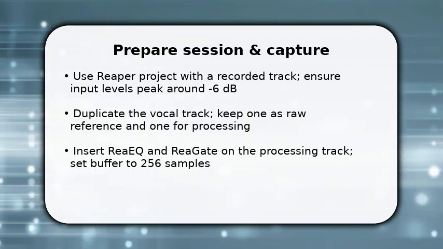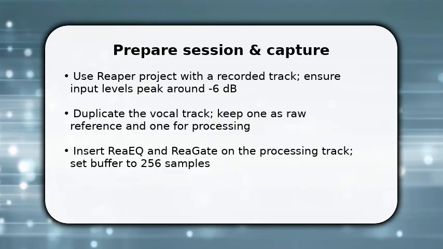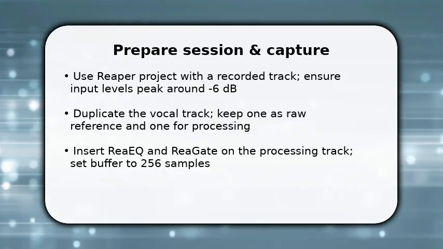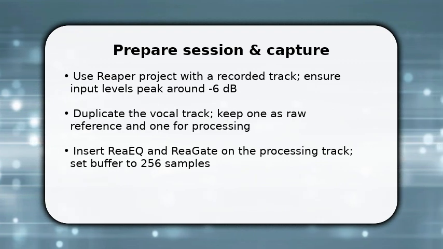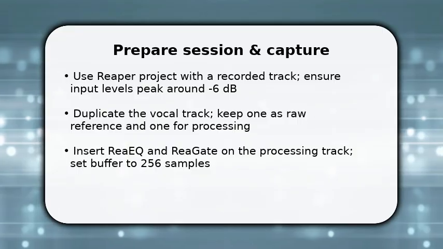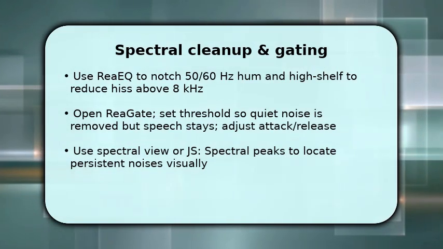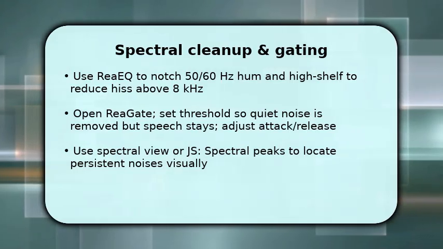Once done, set Reaper's buffer to 256 samples to avoid glitches while tweaking. Make sure recording and monitoring are off to prevent re-recording artifacts. Next, use RIA EQ to surgically remove hum and problem bands. Notch 50 or 60 Hz, then apply a gentle high shelf cut above 8 kHz to tame hiss.